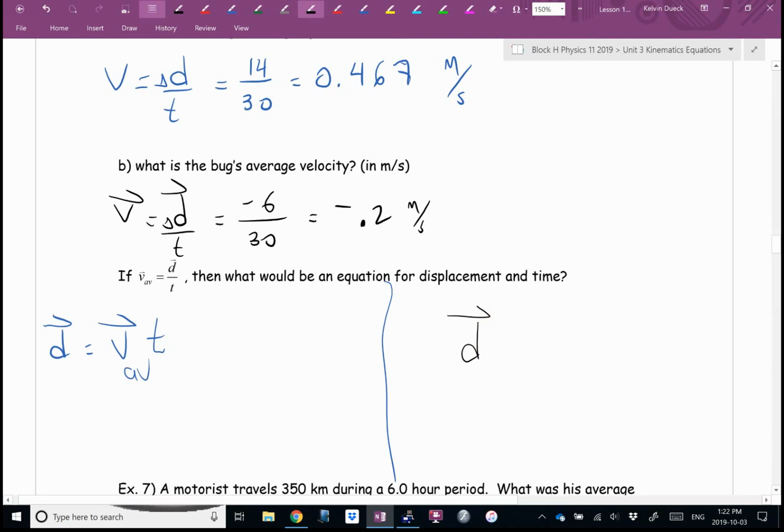Write that down. Next to the t, there is a v. What's the v doing to the t? Adding, subtracting, multiplying, or dividing? How will I move it over? Divide.